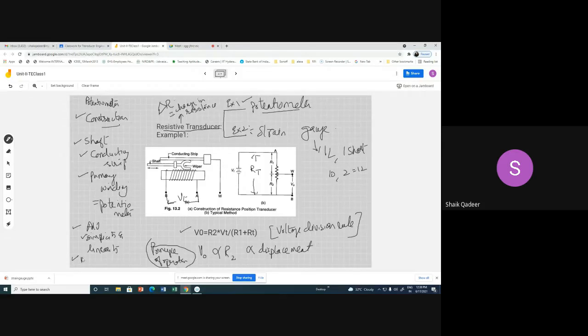Write a possible disadvantage, which we will discuss later: poor sensitivity. I will explain this later.